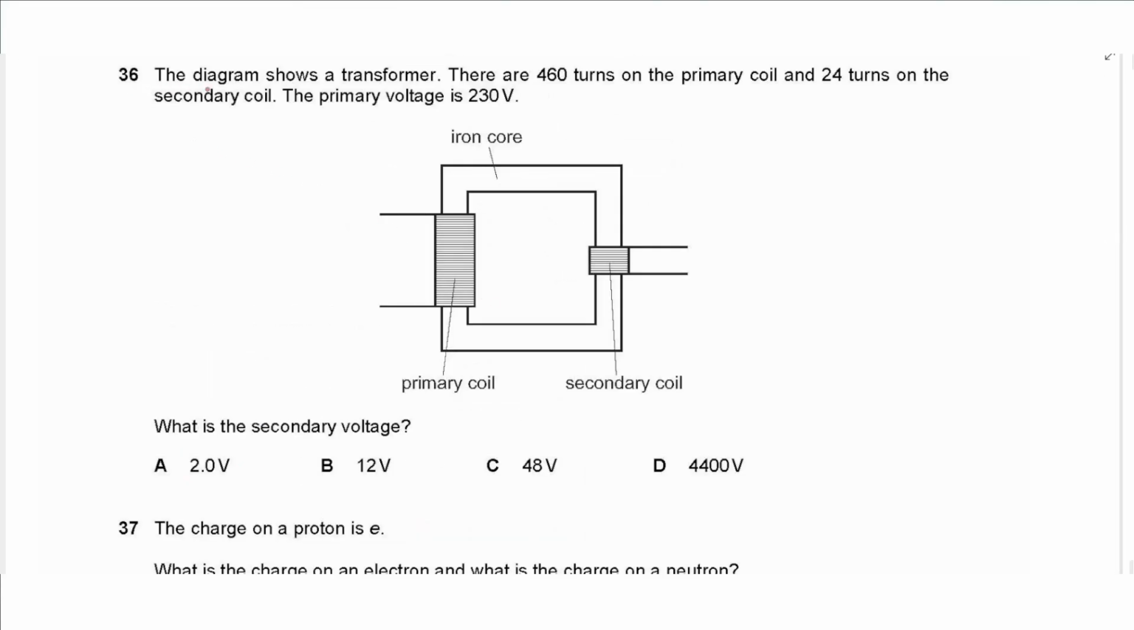Question 36 says the diagram shows a transformer. There are 460 turns on the primary coil and 24 turns on the secondary coil. The primary voltage is 230 volts. What is the secondary voltage? We can use Vs over Vp is equal to Ns over Np. And substituting, we have Vs, the unknown, divided by 230, the primary voltage. And we have 24 turns on the secondary and 460 turns on the primary. Now we do cross multiplication, 230 by 24, then we divide by 460. That gives an answer of 12 volts. So the answer is B.